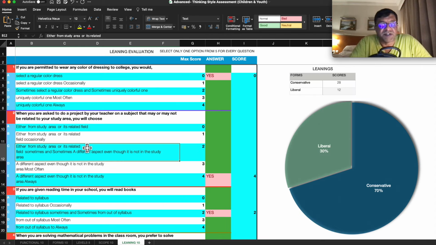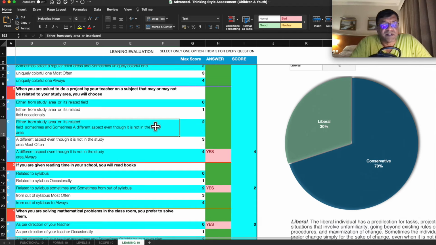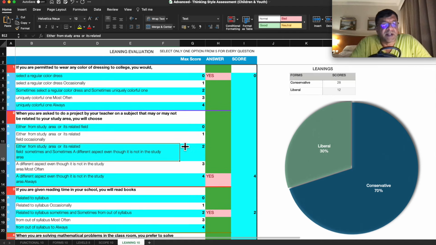The last tab in the worksheet is called leaning. What is your predominant leaning? Are you conservative or are you a liberal? I think people in America should take this test to really find out if they have a liberal mindset or a conservative mindset. So this also has 10 questions which will tell you whether you are a conservative or you are a liberal.